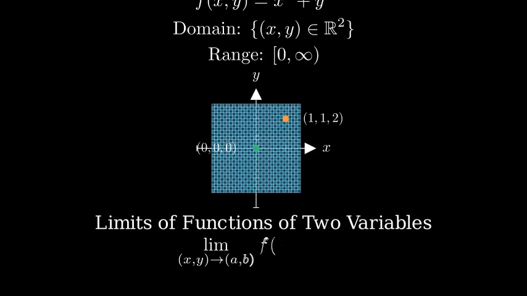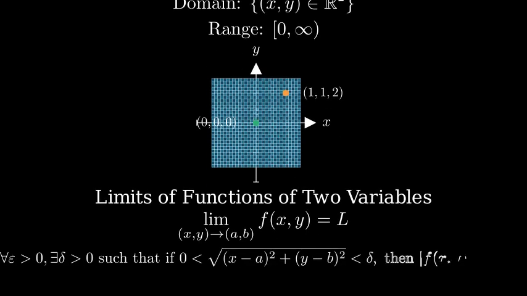Now, let's move on to limits of functions of two variables. The concept of a limit in two variables is similar to that in one variable, but now we're approaching a point in the plane rather than a single value on a line.